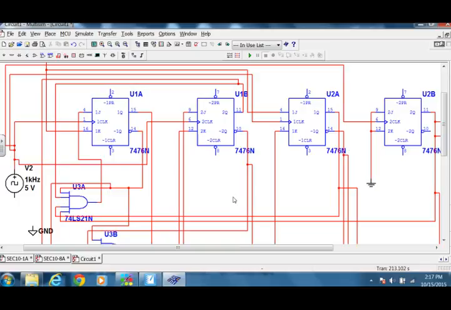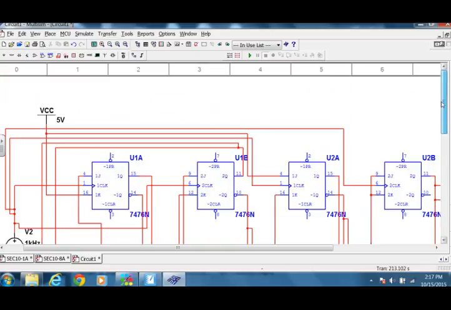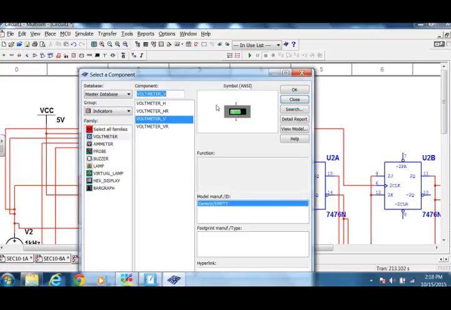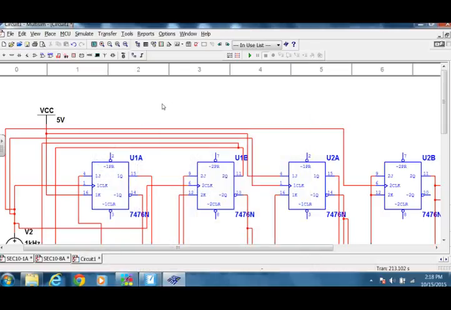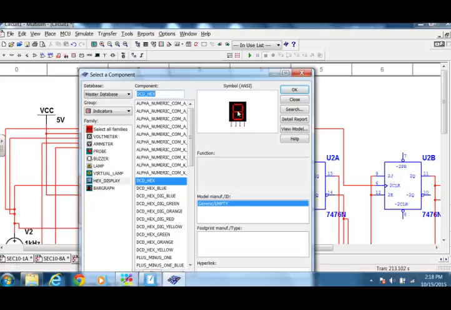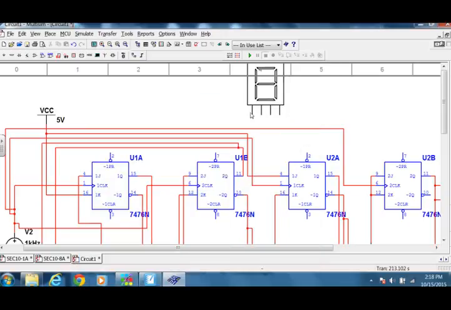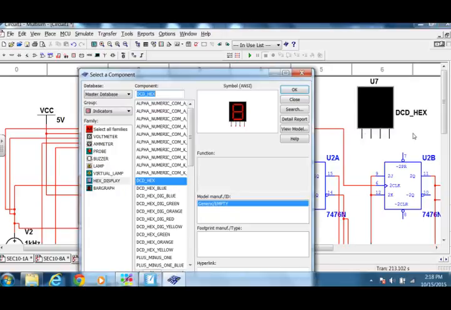Okay, I need some display, don't I? So I'm going to go and get a 7-segment display. Where the heck is it? Hexadecimal display. Decade, yeah, there we go. I'm only going to 9, so I can use him. Where'd he go? All right, so there's that guy. Okay, so there's that guy.